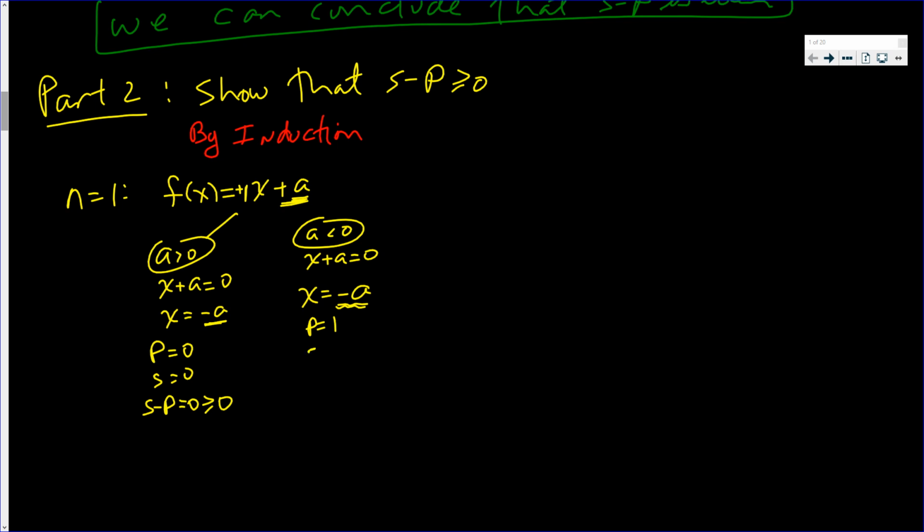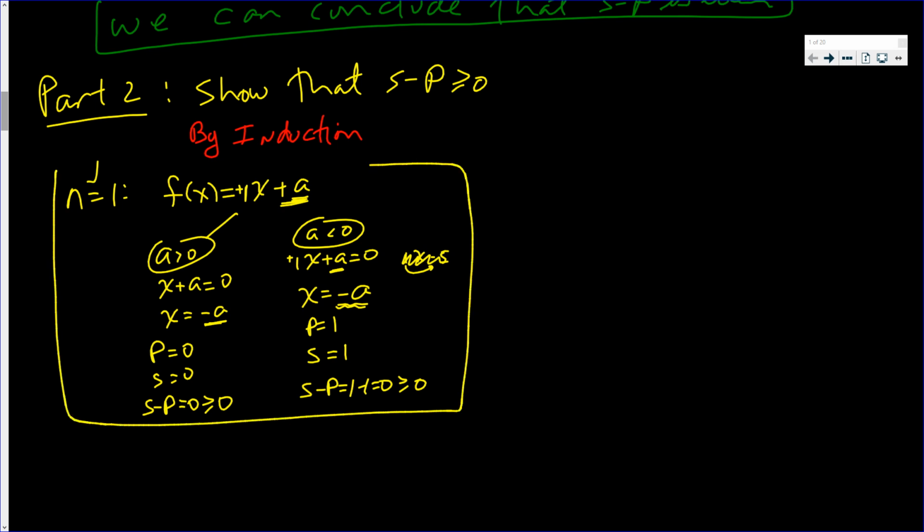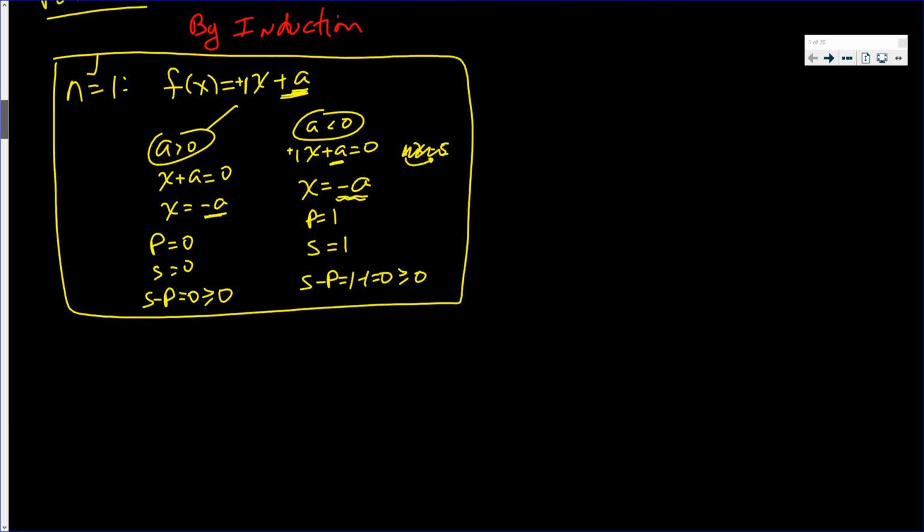And there's 1. Now what about the number of sign changes? Well, this coefficient is positive. And if a is a negative number, like x minus 5, or 1 minus 5, then there is a sign change. And once again, S minus P is 1 minus 1, which is 0, and 0 is at least 0. So n equals 1 has been established. We got it. We have our base case.